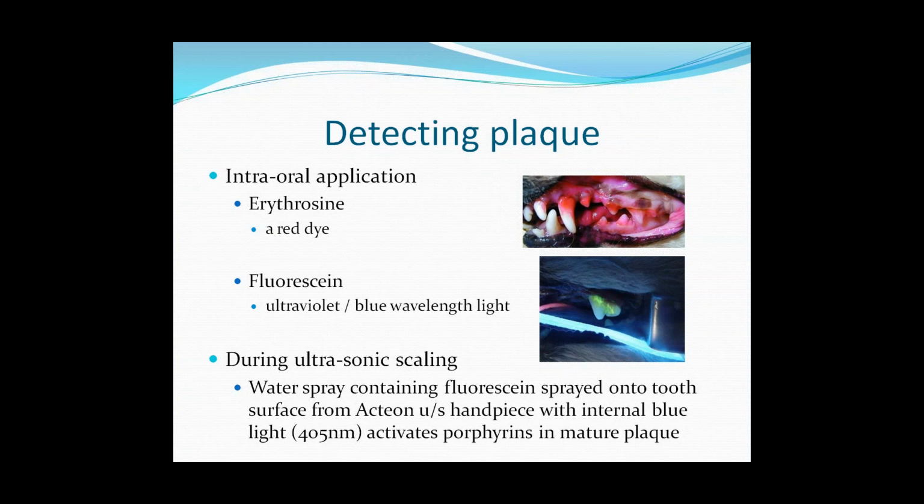You can use a scaling machine, which is made by the company called Acteon, and you can put the fluorescin liquid into the water bottle. As you spray the tooth surface, the fluorescin stains the plaque, and then you can see where the plaque is on the tooth. You can see on the picture on the bottom there, which is the upper fourth premolar of the dog, the fluorescin fluorescing and showing the plaque on the upper fourth premolar.